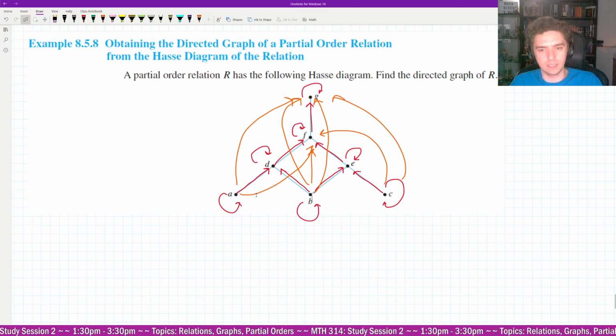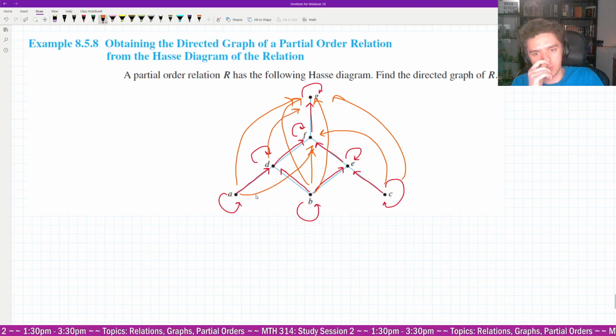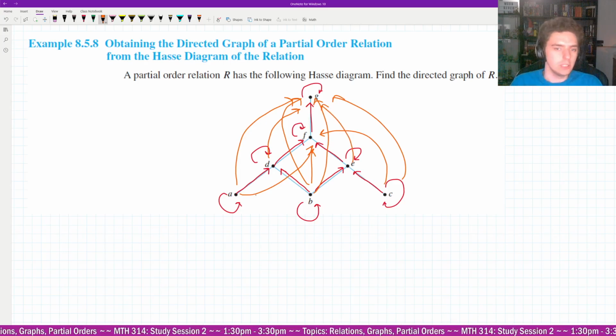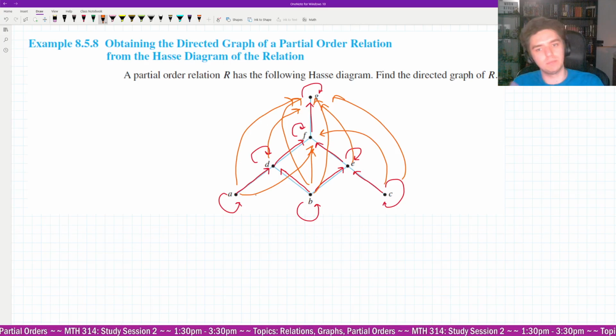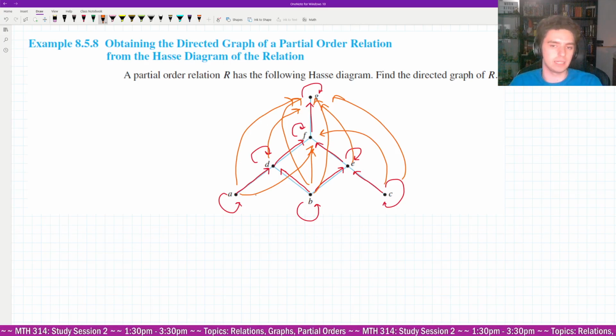I think there's nothing I'm missing. Oh, okay, sorry. And then I have D to G as well, because D to F to G. E to F to G means E to G. And that's everything now. So obviously, if it's a partial order, you have a much cleaner diagram as a Hasse diagram, because there's a lot of things just implied. You don't have to write all this.